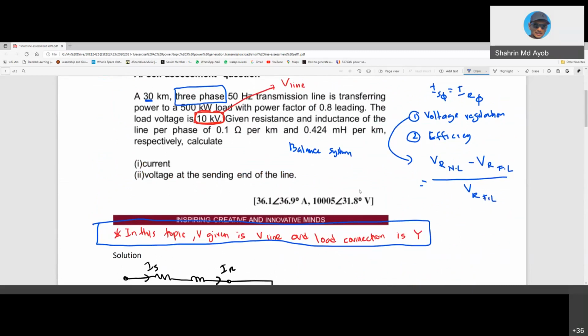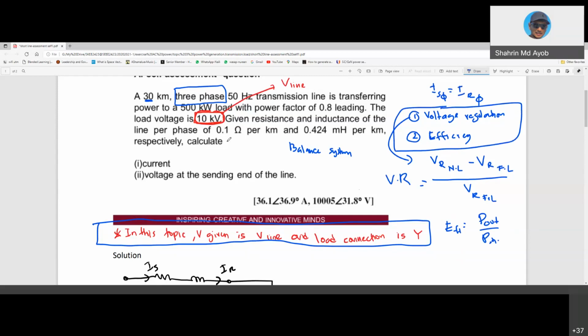If not mistaken, this is your voltage regulation. And for the efficiency, it is the power output over the power input. This is the question that will always be asked, and it will be asked in your test too. So this question is straightforward.